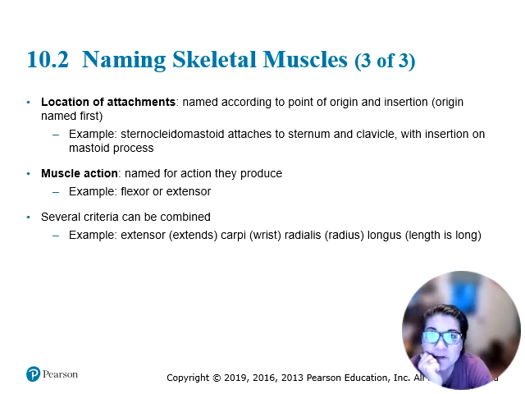Okay, and we've already talked about this in another chapter, but each muscle has a point of origin and a point of insertion. Like the sternocleidomastoid attaches to the sternum and the clavicle, and then the insertion is on the mastoid process. Sometimes the naming is based on the action they do, like flexor or extensor or abductor or adductor. Here's an example: the extensor extends the carpi, wrist, radialis, radius, longus, length is long. So that's where all those names come from. Don't be intimidated by them.